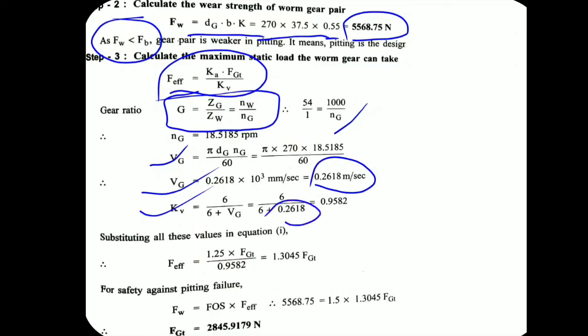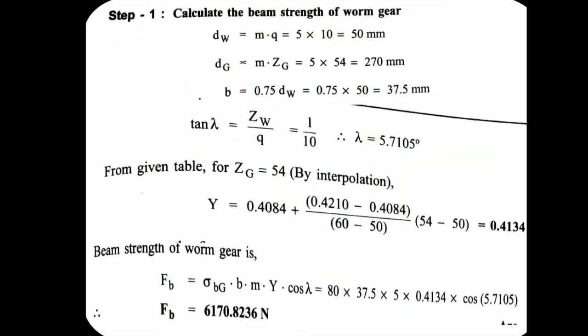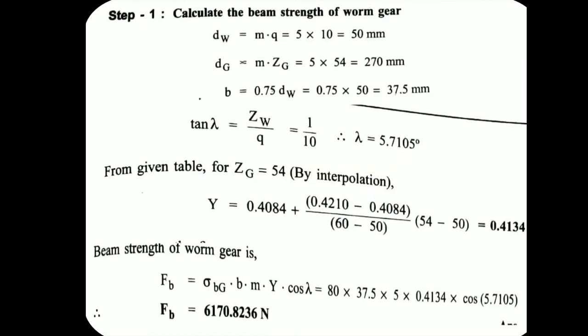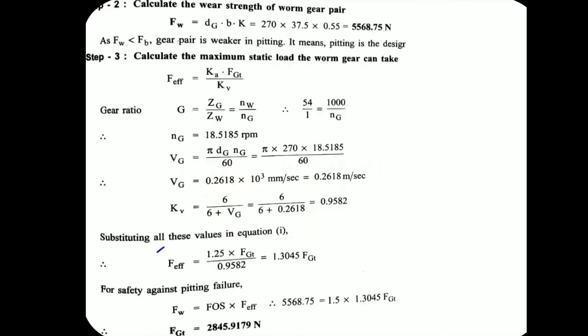Now the velocity factor is 6 by 6 plus V. So I have added the velocity factor here. We'll get 0.9582. So all the values I put in this equation, I'll get the effective load in terms of tangential load FGT, because FGT is not known right now, correct. Now their third point is very important. They are asking for the maximum static load, that is FGT. Clear? Now FGT is unknown, F effective is unknown.